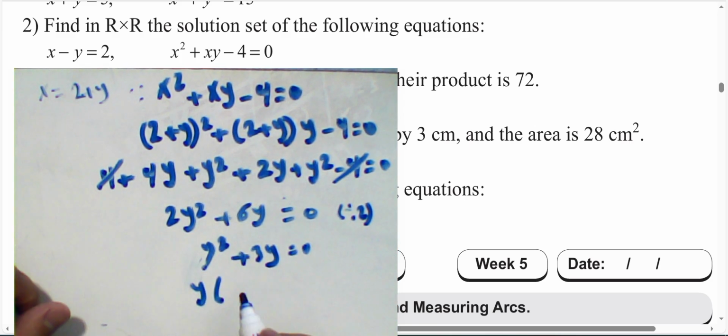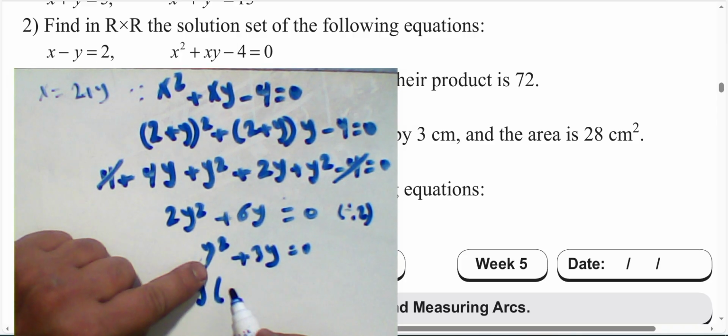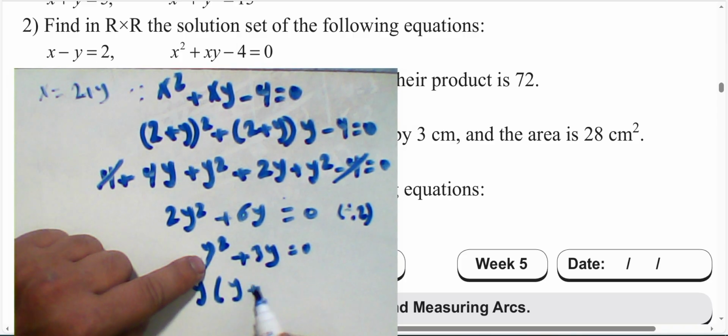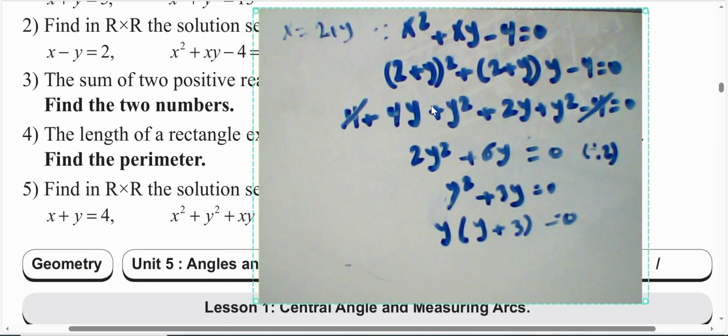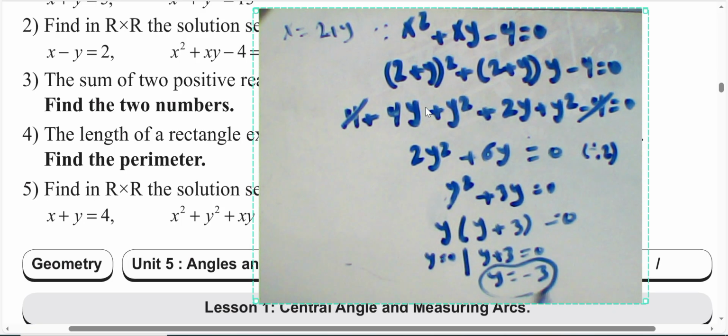Now we can write y as a common factor between two terms here. y power 2 divided by y equals y, and 3y divided by y equals 3. Then the product between them together equals 0. Okay, we have two factors whose product equals 0. Then the first will be equal to 0, or the second will be equal to 0. Then the value here will be equal to negative 3, or y equals 0.